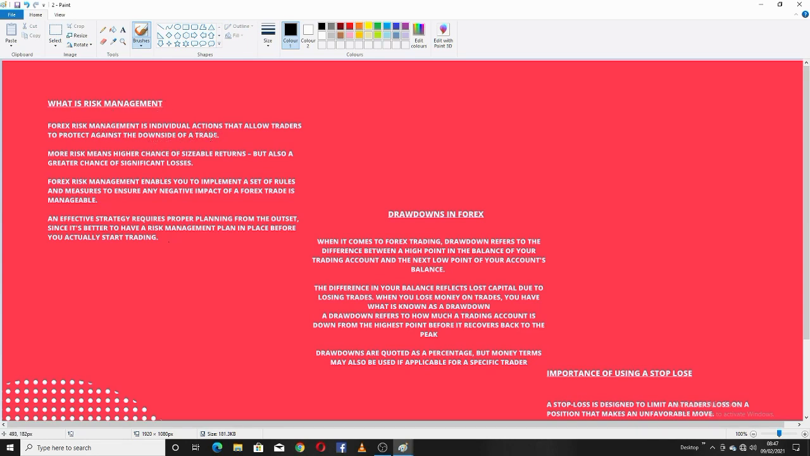Forex risk management is individual actions that allow traders to protect themselves against drawdowns of the trade. So risk management is a way to protect your capital just in case you lose, because you won't always win. More risk means higher chances of sizable returns, but also greater chances of significant losses. So if you risk more, you have more chances of making a lot of money, but you also have more chances of losing a lot of money.